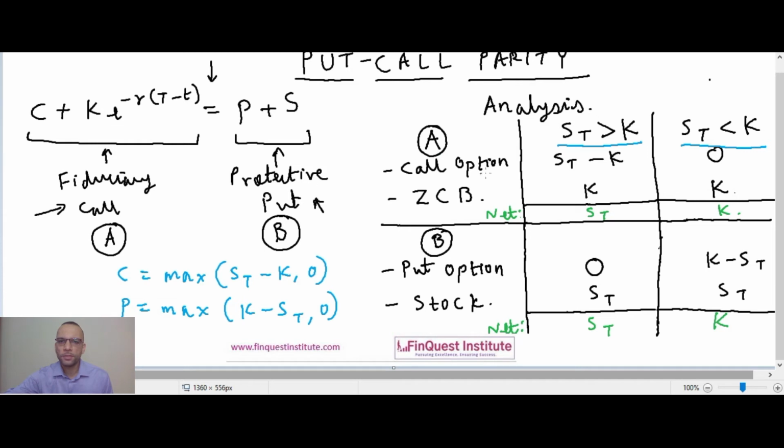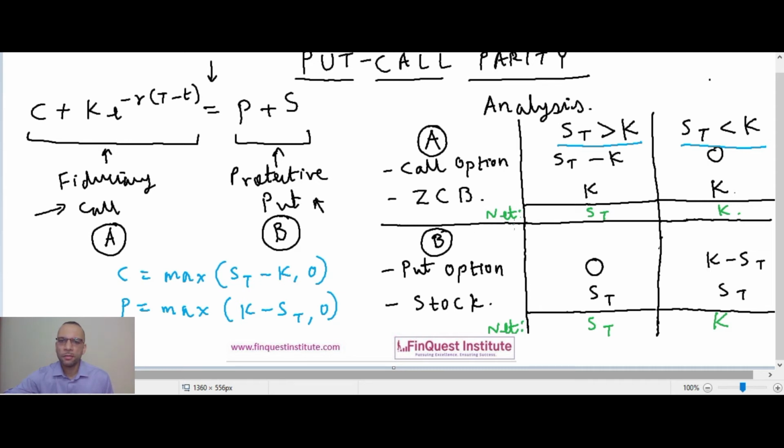So focusing on the call option, by applying the payoff condition, we see for a scenario where ST is greater than K, the call option payoff is ST minus K, and a zero coupon bond is going to be maturing at face value K. Next, the scenario where stock price at maturity is less than the strike price, the call option will not yield a payoff, it will be 0, and a zero coupon bond will anyways mature at K. So here we see that the ZCB will remain unimpacted in either of the scenarios, because with the passage of time, the zero coupon bond is going to mature at its face value, which is capital K.